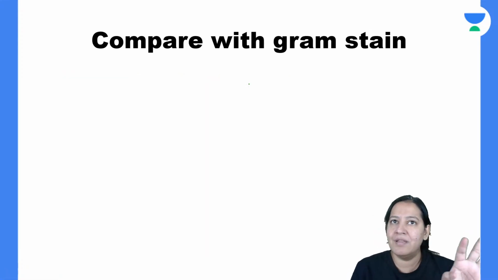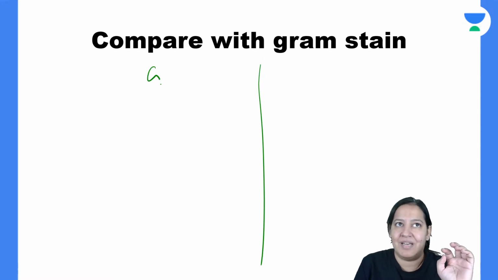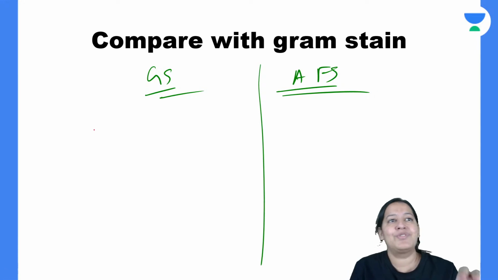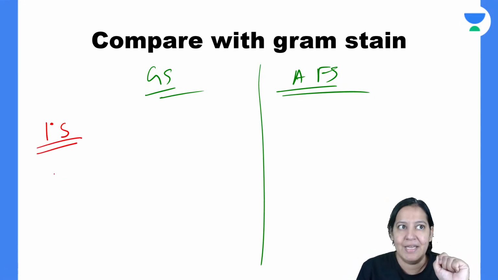So can you compare the two stains now? What are the two stains? Gram stain and acid fast stain. The first question is over. So tell me the primary stain for both of them. Tell me the mordant for both of them.